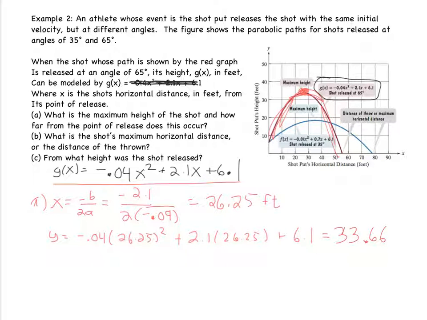And so then my vertex and the maximum height, I should really answer their question. Max height is 33.66 feet. And how far does it happen? Happens 26.25 feet away. Okay, so that covers A. Let me make a little more room here.